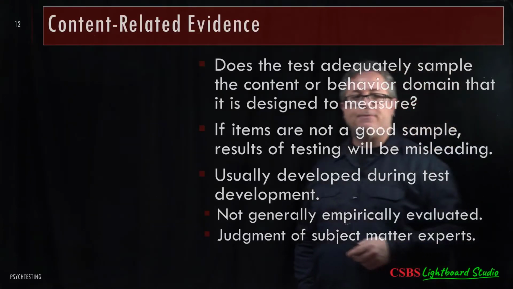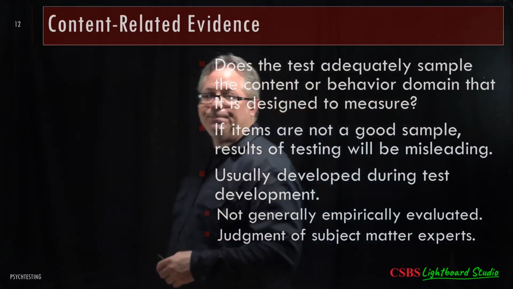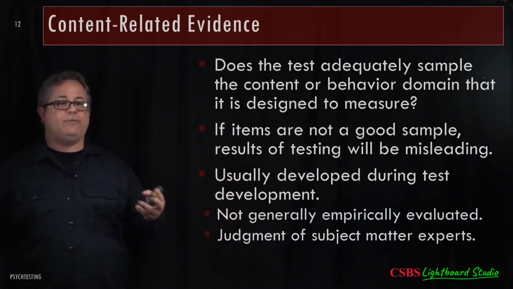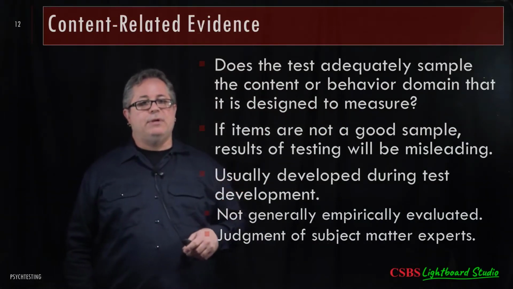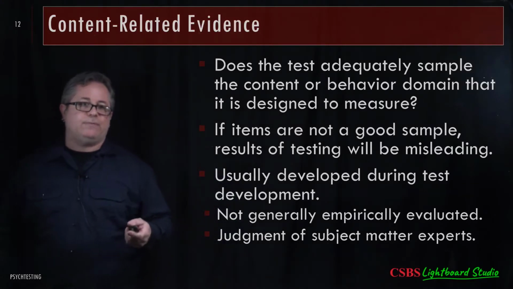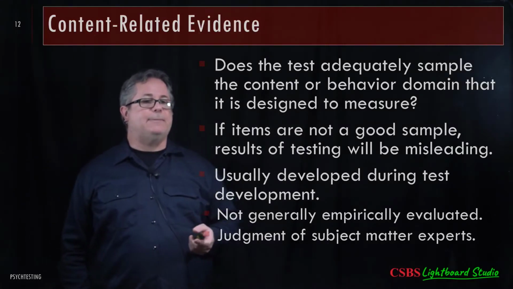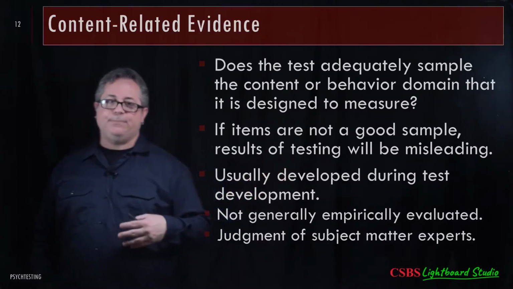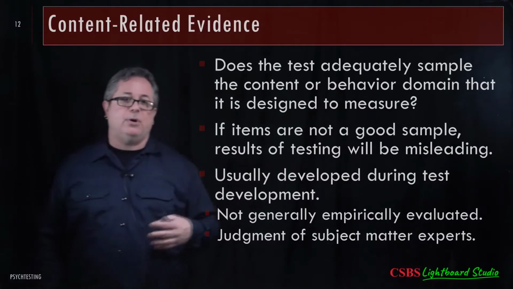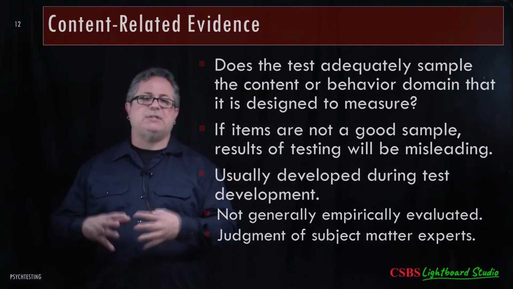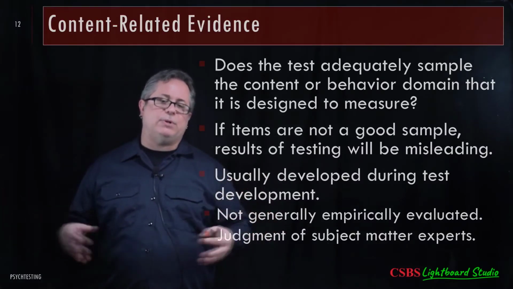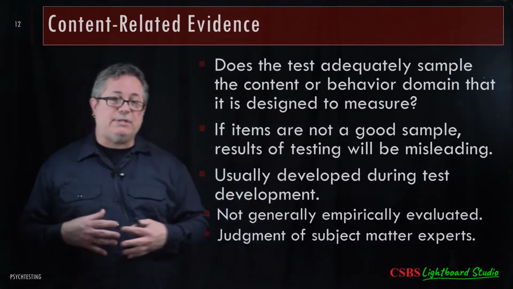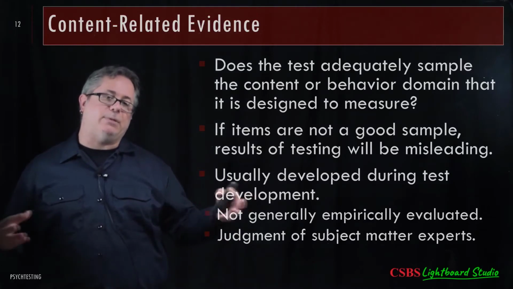All right. So let's talk about those. Content related. Does the test adequately sample the content or behavior domain that it is designed to measure? If items are not a good sample, the results of testing will be misleading. So sometimes they refer to this as bandwidth, that certain constructs have a wide bandwidth. Like depression is one of those. There's lots of different ways in which depression manifests. And so a scale needs to be inclusive and cover the complete bandwidth of that construct.